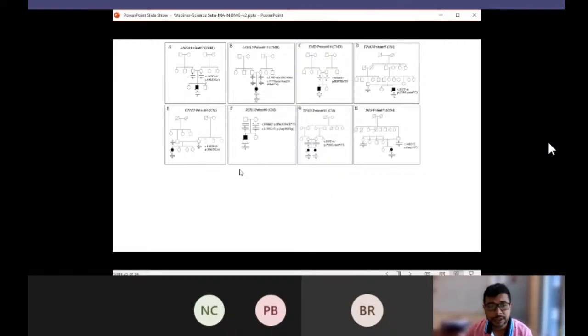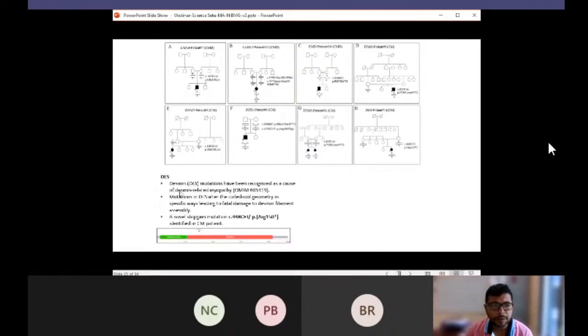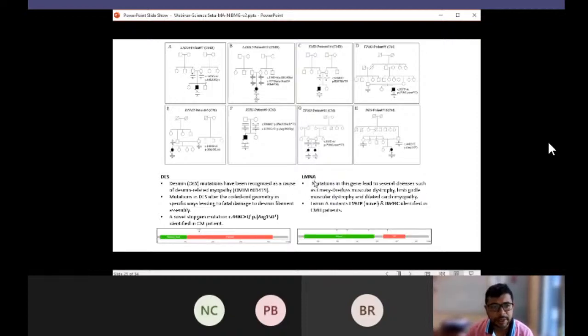We have found some important, interesting partners in the form of desmin, where we found a mutation in this patient. Desmin mutations have been recognized as a cause of desmin-related myopathy. Mutations in desmin alter the coil geometry in specific ways, leading to fatal damage to desmin filament assembly. We found a novel stop-gain mutation in a congenital myopathy patient. We also found mutations in lamin A, a nuclear filament. This leads to several diseases such as Emery-Dreifuss muscular dystrophy, limb girdle muscular dystrophy, and dilated cardiomyopathy.